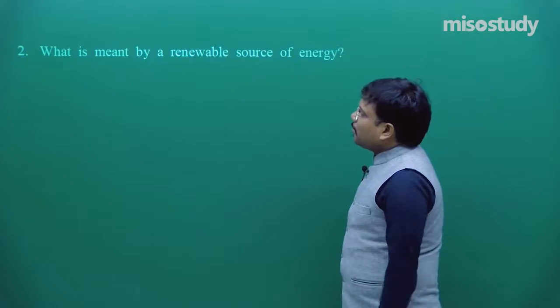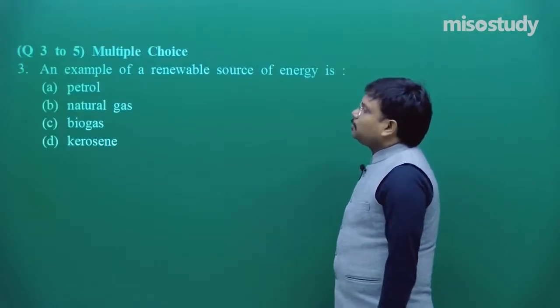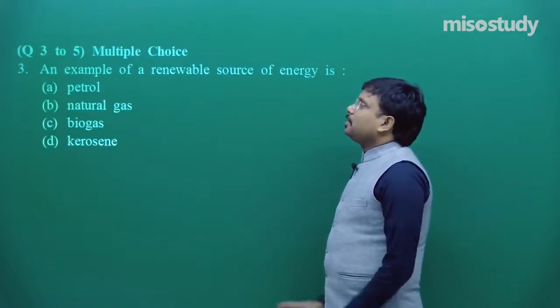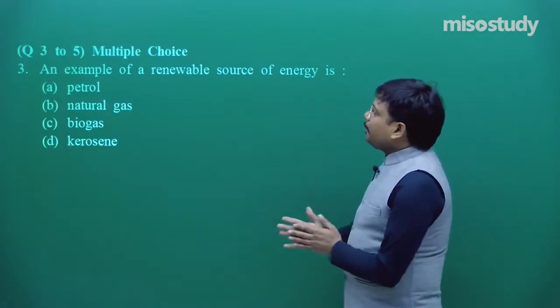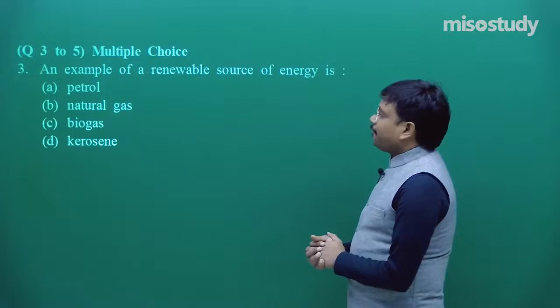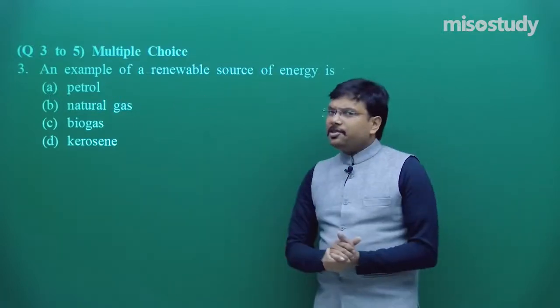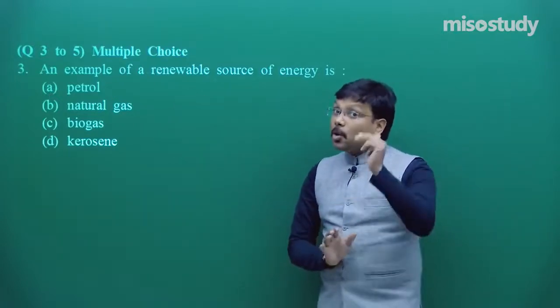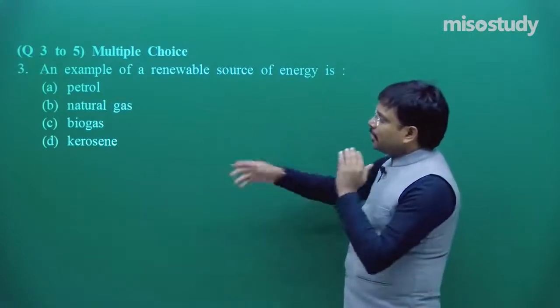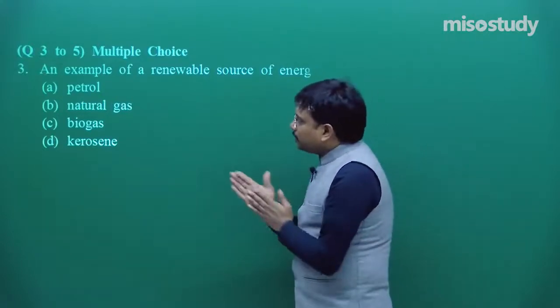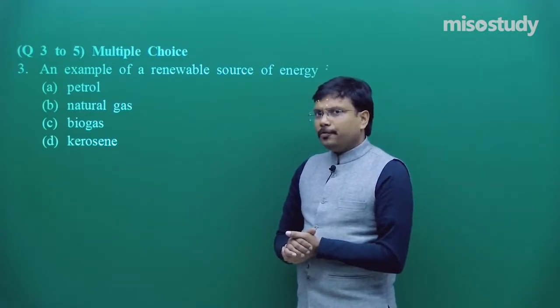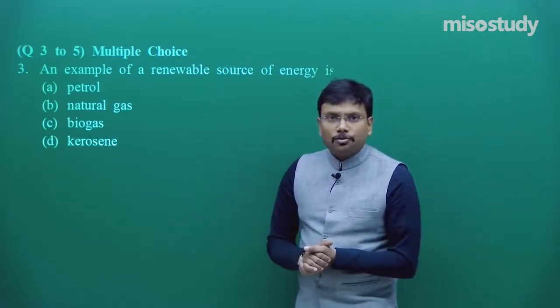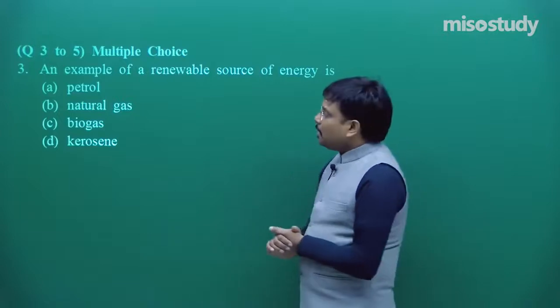Then comes question number 3. Now, 3 to 5 are MCQs, multiple choice questions. An example of renewable source of energy. Now, you can say this question is in continuation with question number 2. So, now let us try to find out. Okay, that is great. Petrol, fossil fuel, about to finish in around 50 years or so, not renewable.